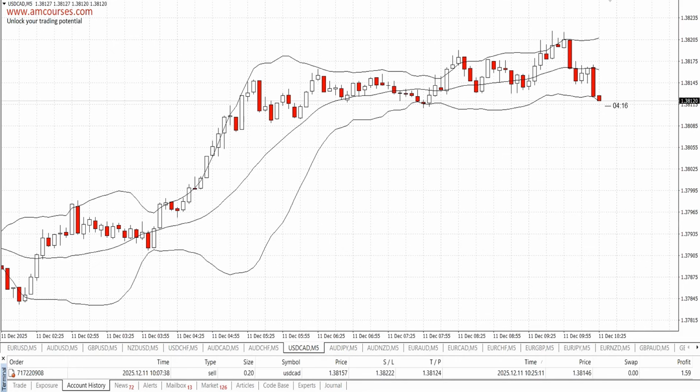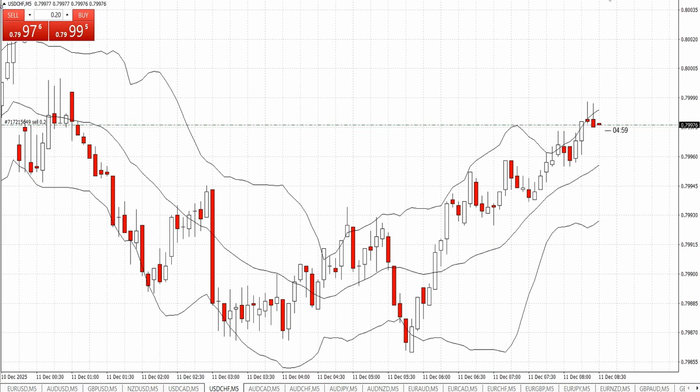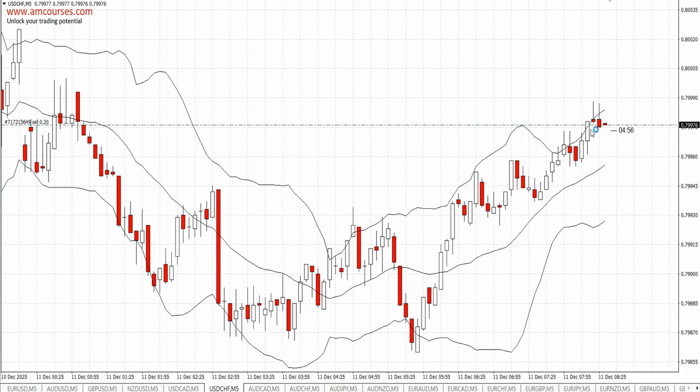All right, now that this trade is done, let's move ahead and search for the next perfect trade setup based on our strategy. In this trade example, I entered a sell position after the price moved up and touched the upper Bollinger Band, which is an important overbought zone in our strategy.